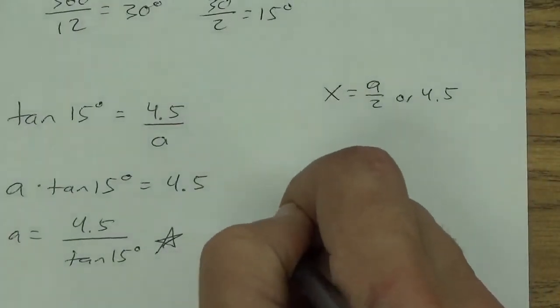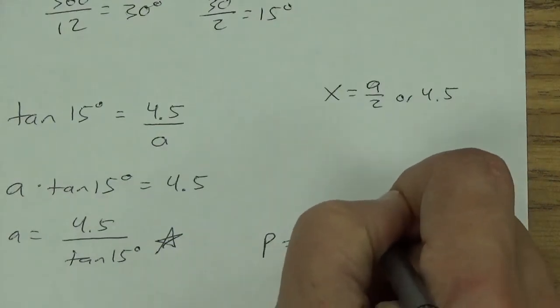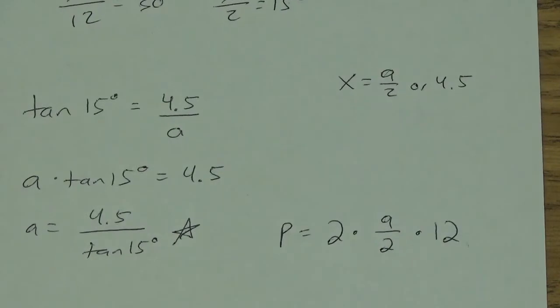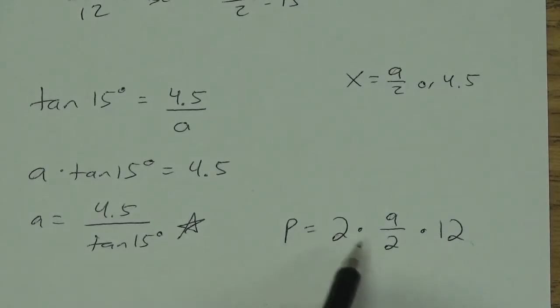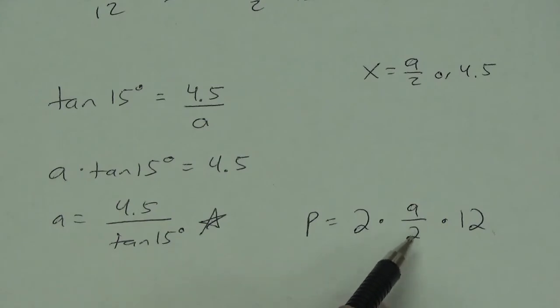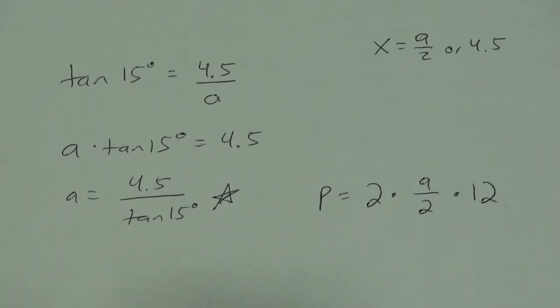Perimeter, remember, is 2 times x times n. So 2 times x times n, which is 12. Remember, I don't bother to simplify this here because I know the 2 is going to cancel off later on anyways. We may want to simplify this 2 at some point to make things easier. I'll show you how to do that.